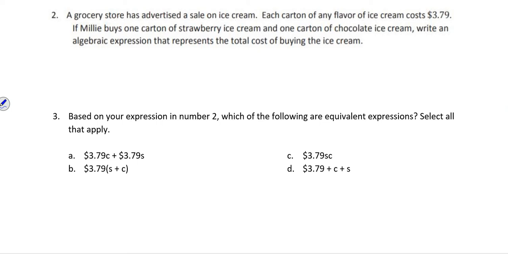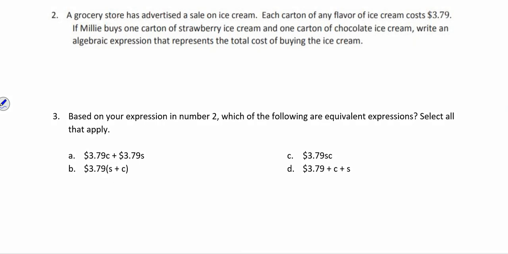All right, well, the first thing you need to remember is we're talking about algebraic expressions. Algebraic expressions do not require an equal sign at the end in order for us to solve. In an algebraic expression, the variable is unknown. We know what the variable is, but we don't know what the value of that variable is. So since the variable hasn't been defined, we just need to write an expression that would represent how much it would cost for Millie to buy multiple cartons of strawberry ice cream and multiple cartons of chocolate ice cream. Now, each carton costs $3.79.